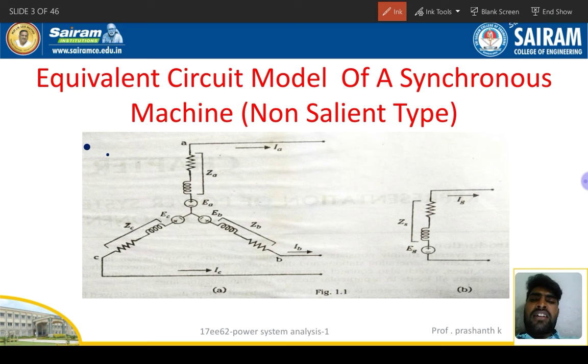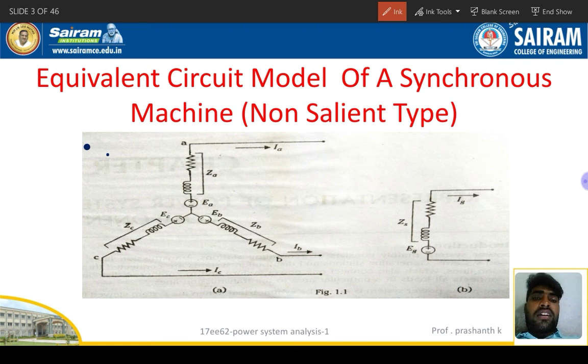Salient has a large diameter, small axial length, and a non-uniform air gap. It is for low speed applications, around less than 500. We find the salient pole type synchronous generator in hydel power plants, because the speed is less, 0 to 500. The Pelton wheel is coupled with the synchronous generator.